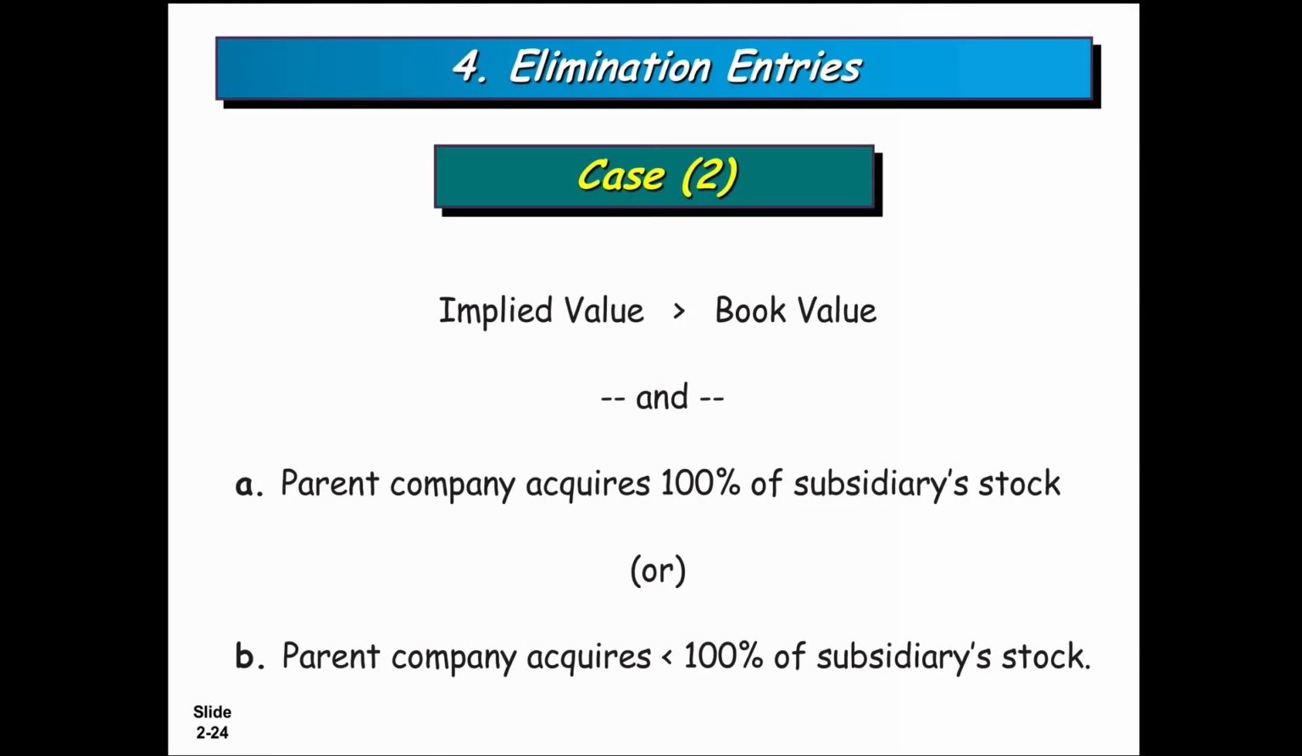In the second case, we will talk about the implied value more than the book value with the same two conditions that we assumed in the previous case. In the first condition, if the parent company acquires 100% of the subsidiary, and in the second condition, if the parent acquires less than 100. And what I'm going to do in case 2 and case 3, is that I will focus on B condition rather than A condition for one reason. If you get B, it will be easy for you to understand A, so I don't like to be redundant. So I focus only on B when I go for case 2 now and case 3.